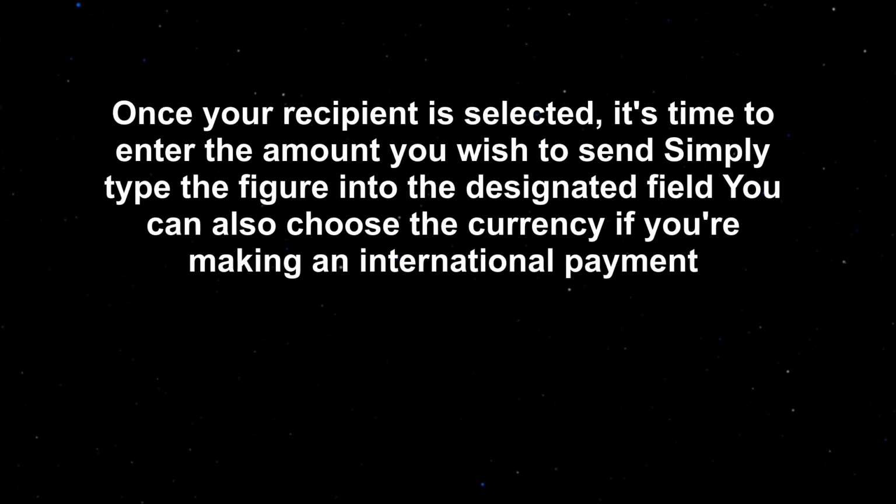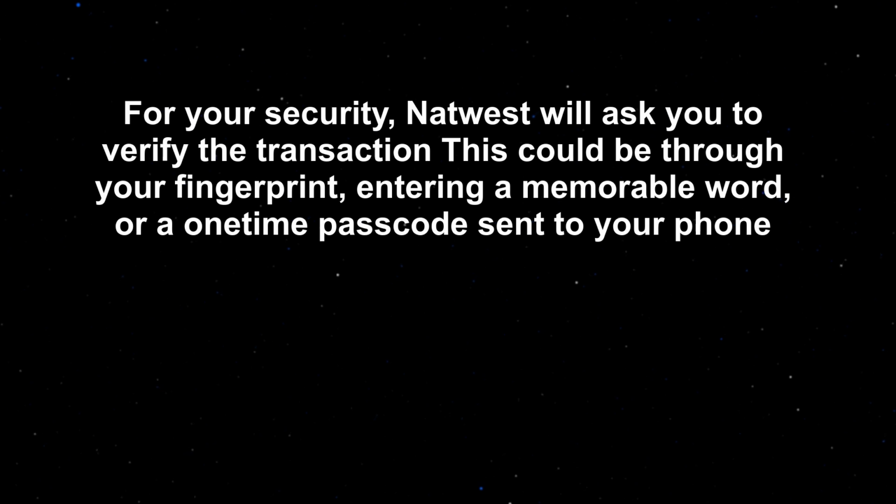Once your recipient is selected, it's time to enter the amount you wish to send. Simply type the figure into the designated field. You can also choose the currency if you're making an international payment. For your security, Natwest will ask you to verify the transaction. This could be through your fingerprint, entering a memorable word, or a one-time passcode sent to your phone.